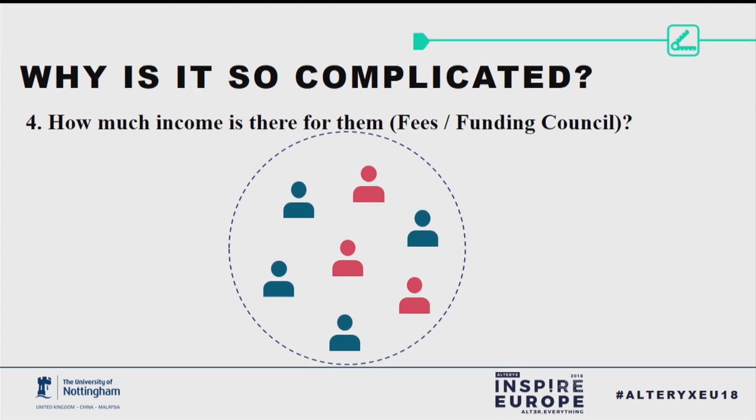How much income is there for them? Again, it seems fairly straightforward. Most students pay £9,000. Well, that was a couple of years ago they paid £9,000. Now they pay £9,250. Next year, who knows, or the year after when the fees review's through, who knows what they'll be paying. So we break students into different groups depending on the fees they're paying.